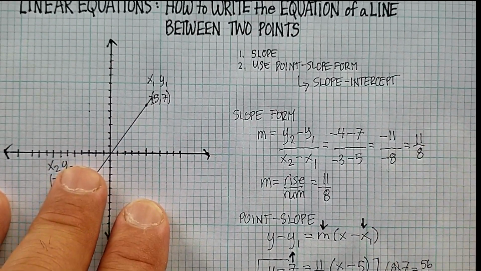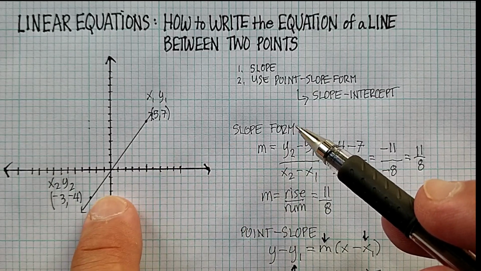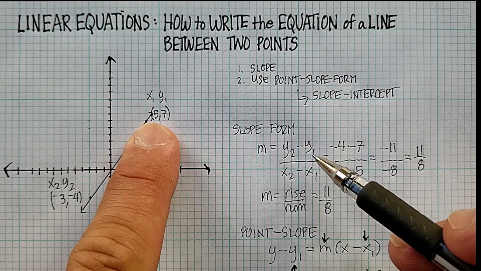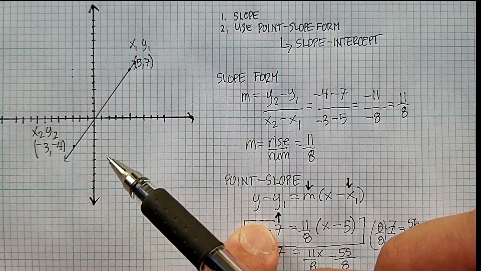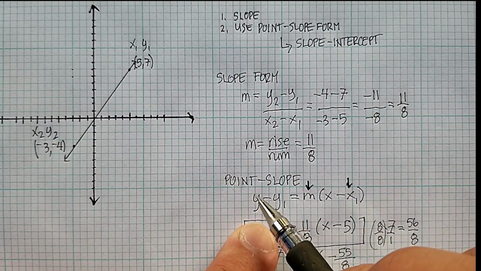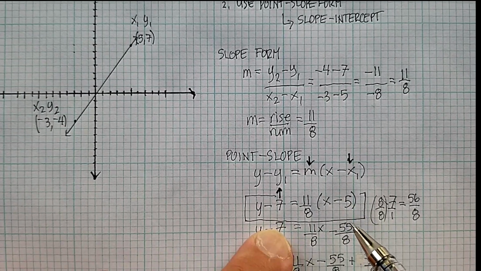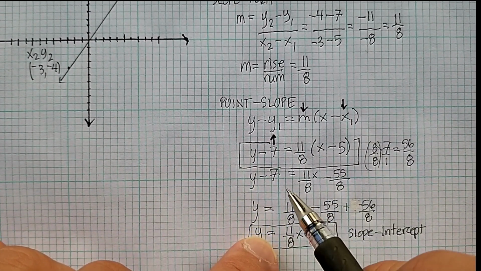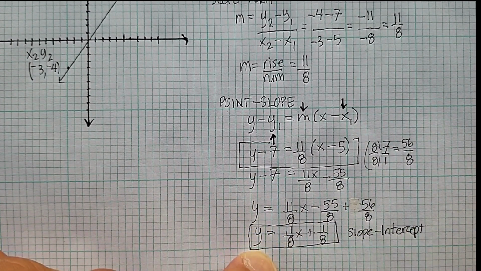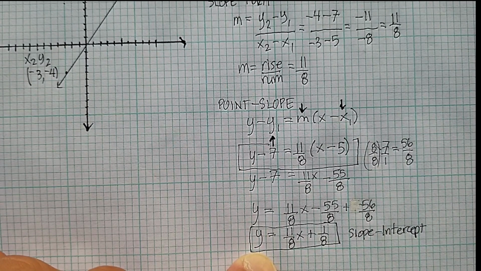So briefly again, find the slope of the line first, use this formula, then take one of the points, it doesn't make any difference which one, and plug it into here. If you need to stop right here, that's perfectly okay. If you want to convert it to slope-intercept form, just do a little bit of algebra, and there it is right there. Okay, I hope that was helpful to you.